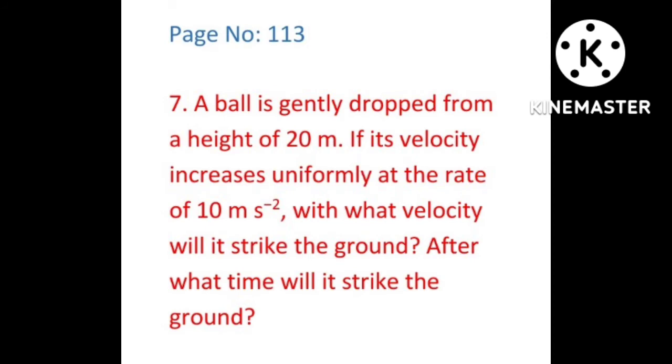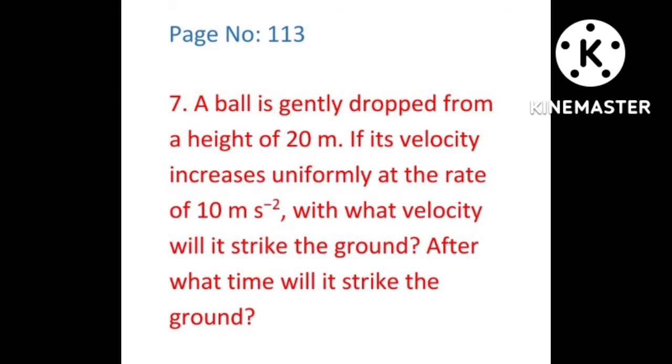Page number 113. Question number 7. A ball is gently dropped from a height of 20 meter. If its velocity increases uniformly at the rate of 10 meter per second square, with what velocity will it strike the ground? After what time will it strike the ground?